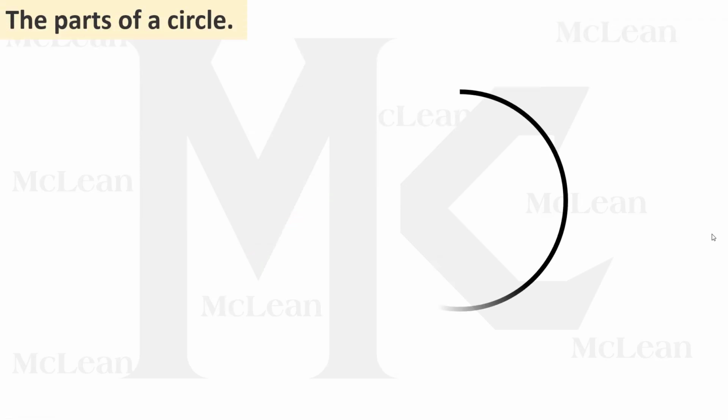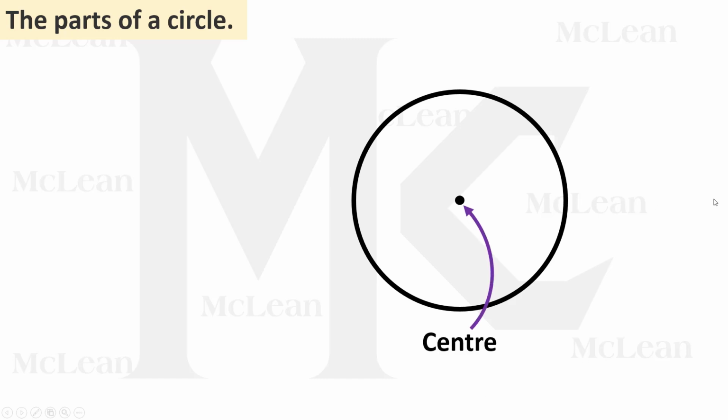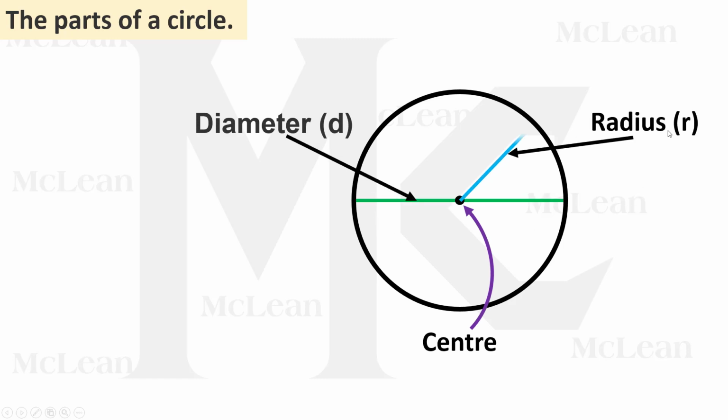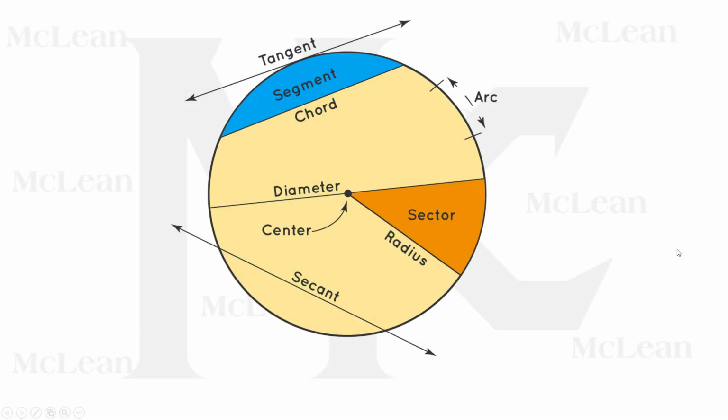So we ran through the parts of the circle. Let's recap one more time. This is called a circumference. But then we have our center. Then we have our diameter, our radius, and last but not least, the chord. This is just a diagram of the parts of the circle which you will learn at higher grades.